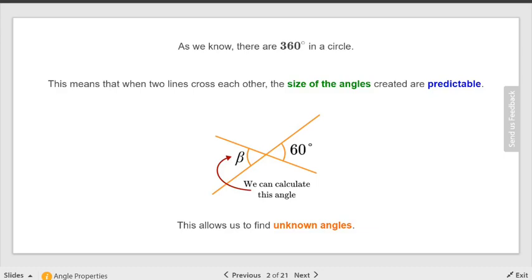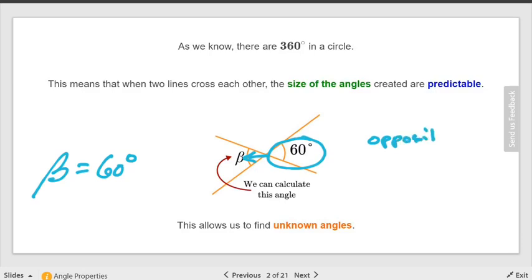So if you look at these two angles, if this one is 60 degrees, that means that the one immediately opposite, beta in this case, is also what? 60 degrees. Don't even have to do any math. The angles across from each other are what? The same. Equal. Okay? So opposite angles are equal.